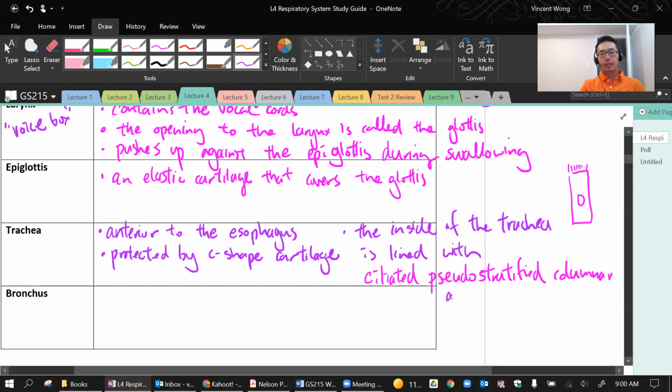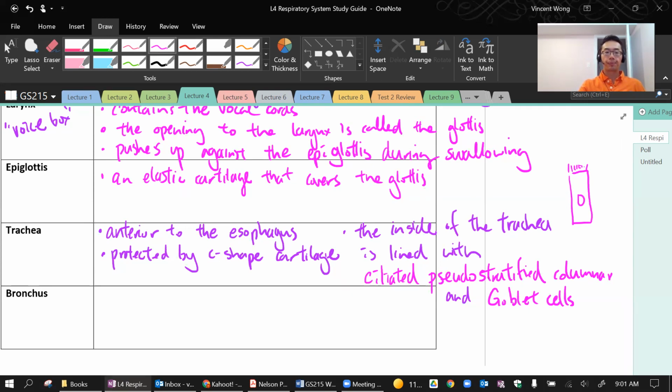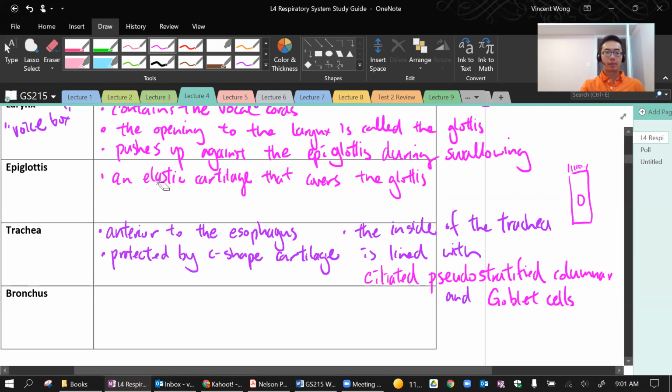And also these goblet cells. Goblet cells secrete mucus, which traps dust particles and pathogens, and then the ciliated cells sweep them up. So together they work as your immune defense, your physical barriers, basically. Okay, so that is the trachea.